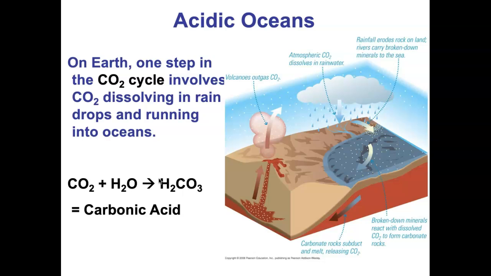Then we get to something real scary. We talked in the last lecture about the inorganic carbon cycle and how carbon dioxide in the atmosphere can dissolve in rain and wash into the oceans. How does that happen? How does carbon dioxide dissolve in water? Well, when you take carbon dioxide and dissolve it in water, the carbon dioxide and water mix together and form H2CO3, which is carbonic acid. This is the acid in soda pop, right?